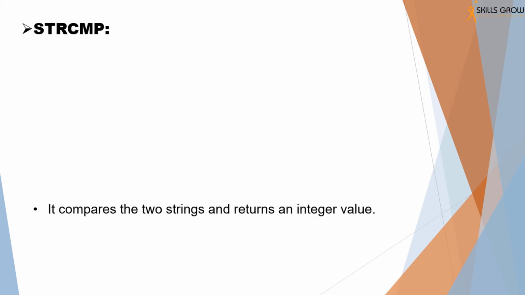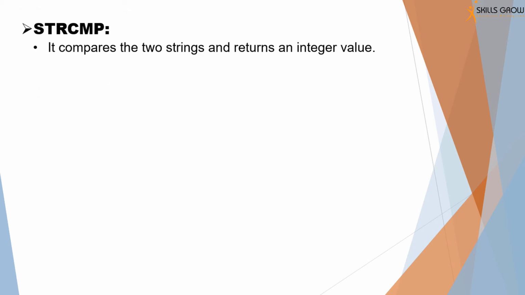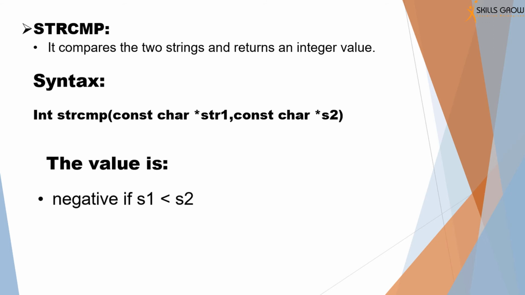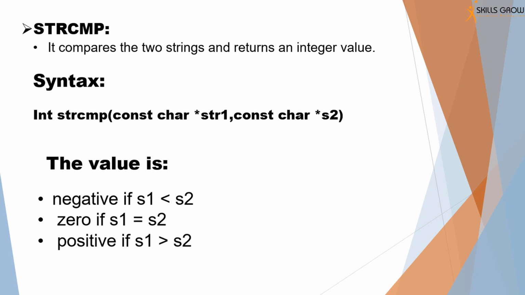String compare. It compares the two strings and returns an integer value. Here is the syntax for using the string compare operation. The value of the integer will be negative if the length of string 1 is less than the length of string 2, and it will be 0 if both the strings are equal, and the value of the returned integer will be positive if the length of string 1 is greater than the length of string 2.